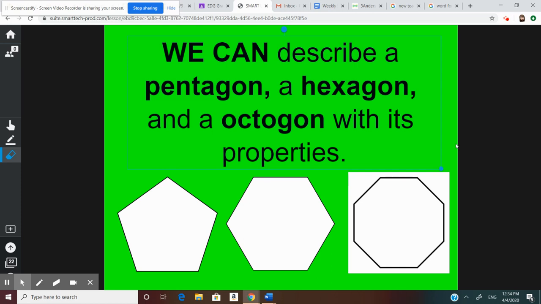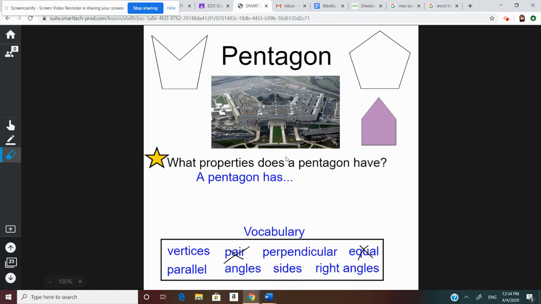All right, welcome back. So today, starting with our I can statement, we can describe a pentagon, a hexagon, and an octagon with its properties. We're going to be talking about 3 different shapes today. So let's get started. We're first going to start talking about the pentagon.